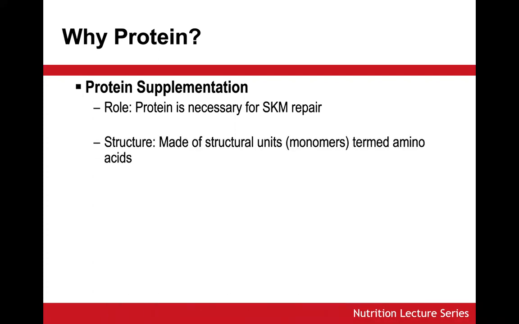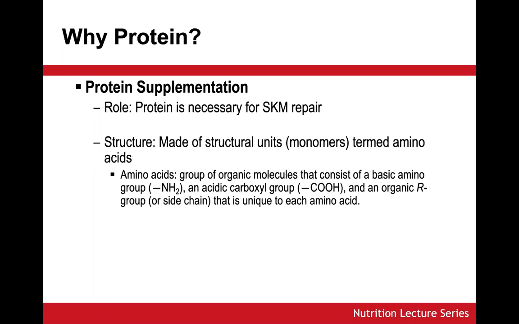And so proteins are made of these little monomers called amino acids. We've all heard about different types of amino acids, the essential versus the non-essential. But really, what amino acids are made of is a group of organic molecules that consist of an amine group and an acidic carboxyl group with an organic R group, which is kind of a side chain, which helps to differentiate the different types of amino acids.